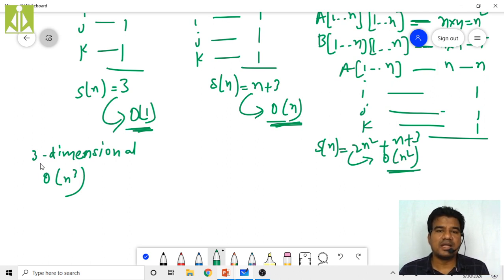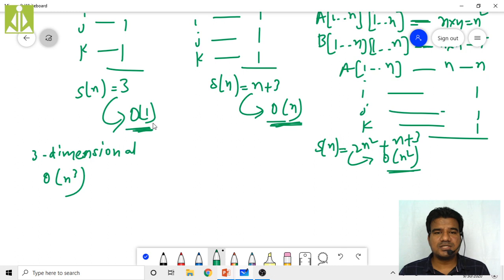So you can remember your space complexity function by simply seeing the algorithm. If you are using only normal variables in your entire algorithm, no arrays, then you will get a constant number as your space function, and your space complexity function will become order of 1.